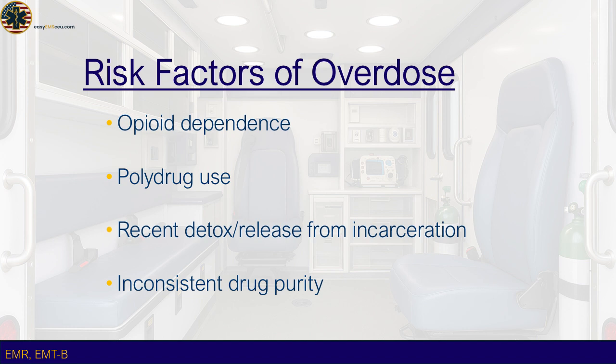Because street drugs are often cut with unknown substances, individuals can be exposed to much stronger opioids than intended without their knowledge. By being aware of these risk factors, opioid dependence, polydrug use, recent detoxification, and inconsistent purity, EMS personnel can better recognize vulnerable patients and understand the underlying circumstances that lead to opioid overdose incidents.